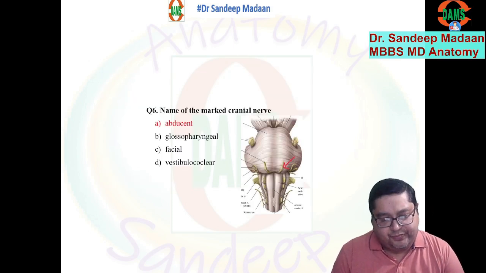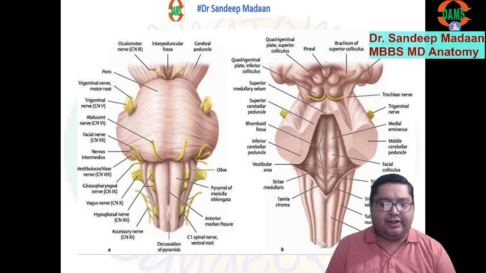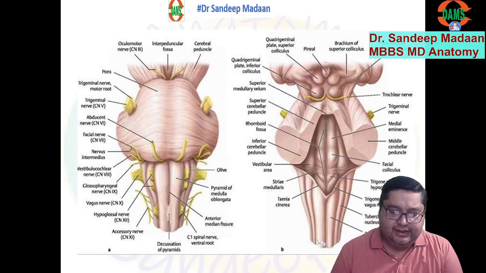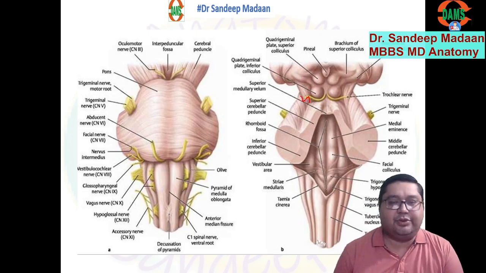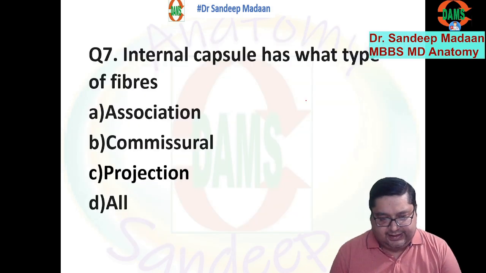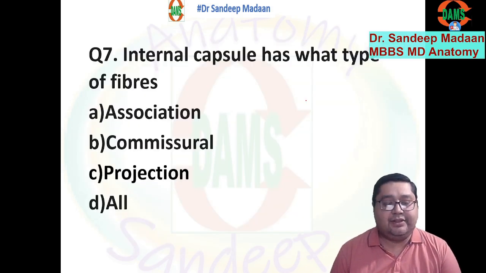Let me show you this picture. Now you can see all the labelings what we have already marked, and we can also see from behind the fourth nerve is visible. And next question, internal capsule has what type of fiber?